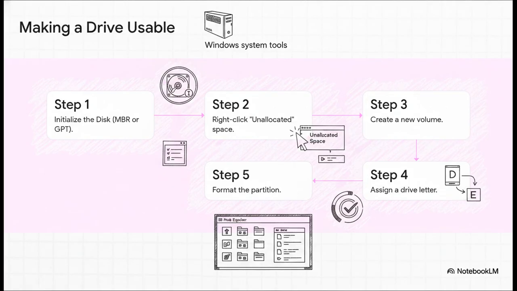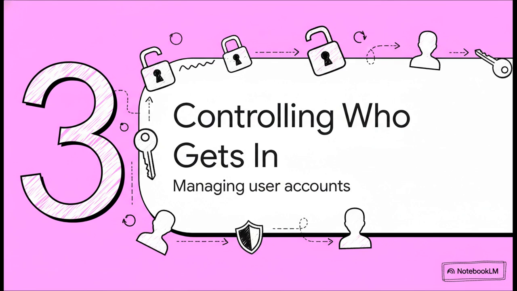So the whole process, step by step, is this. First, you initialize the disk, pick GPT. Then you right-click that big black bar that says unallocated and choose to create a new simple volume. Next, you give it a drive letter, like D drive, E drive, whatever you want, and finally you format it. As soon as that format is done, poof, your new drive will pop right up in File Explorer, ready for all your files.